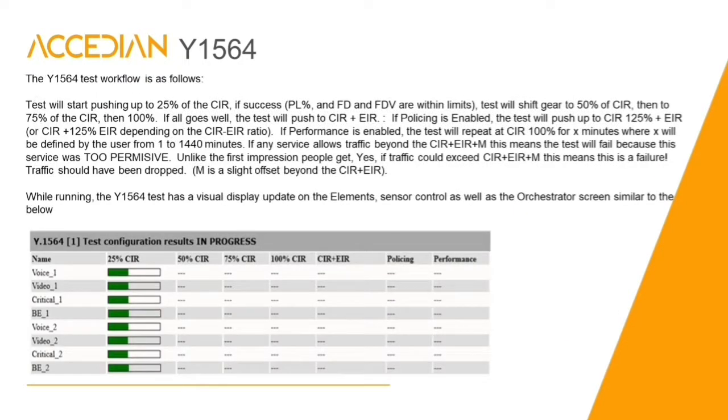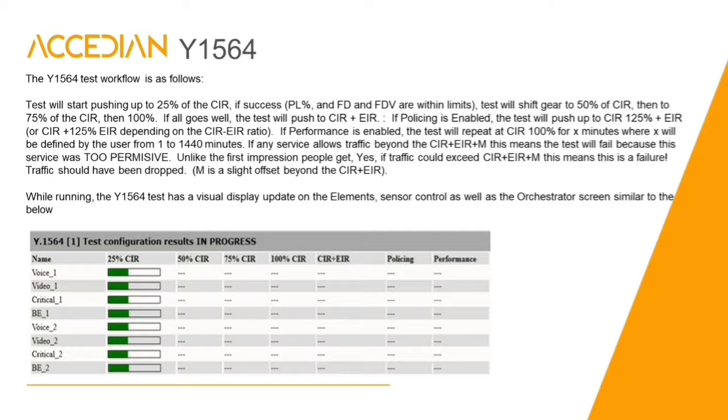The Y1564 test flow is as follows. The test will start pushing up to 25% of the CIR. If there is a success, which means packet loss is okay, and frame delay and delay variation are within the limits, the test will shift gear up to 50% of the CIR. Then if all goes well, it's going to go up to 75% of the CIR and then to 100% of the CIR. If all goes well and EIR is to be tested, the test will push to CIR plus EIR.